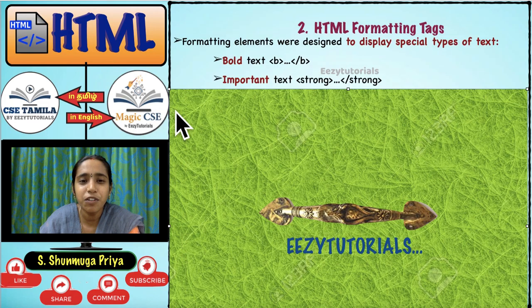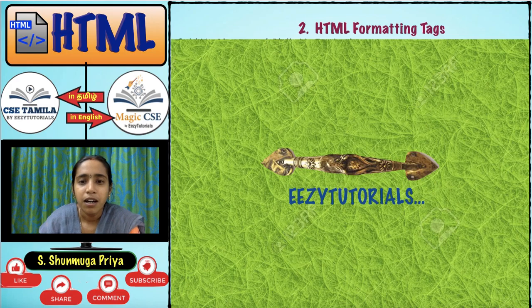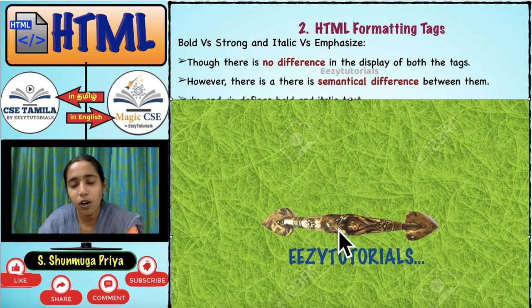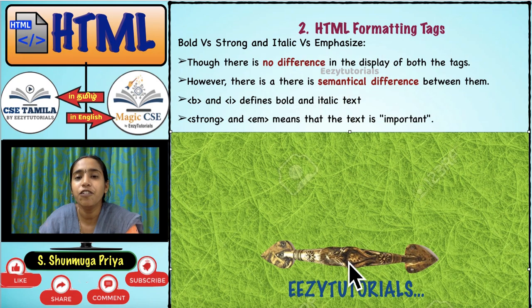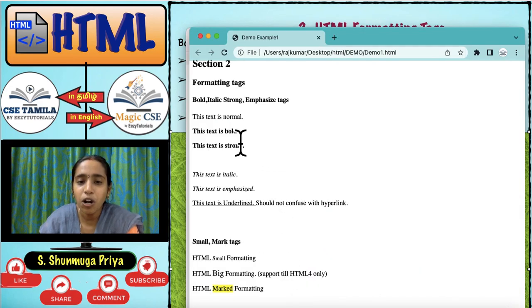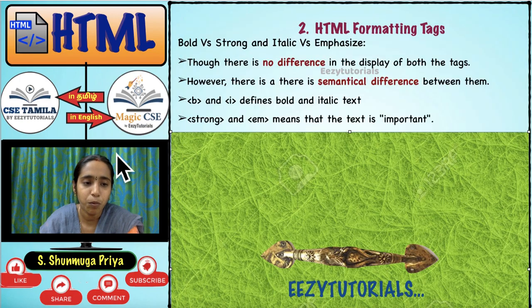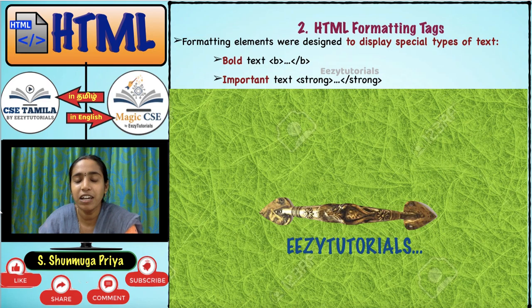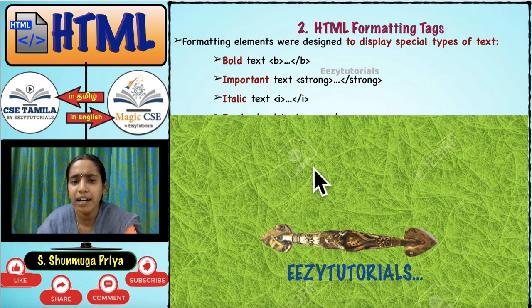So what is the difference between bold and strong? You don't have any difference in the output. Only the semantic usage will differ. If you want the text to be just bolded, you use the B tag. If you want to mark it as an important one, you can refer to it with the strong tag in your code. But on your output screen, more or less it will be the same. Both the bold tag and the strong tag give the same output. Only the semantic meaning will vary. So this is the bold and important tag.